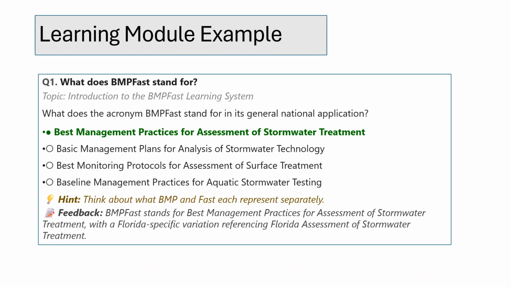A helpful way to approach this is to think about what BMP and FAST represent separately. BMP is a widely recognized term in environmental management standing for Best Management Practices. The FAST portion refers to the assessment of stormwater treatment component. Putting those together, the correct answer is Best Management Practices for Assessment of Stormwater Treatment. It is also worth noting that there is a Florida-specific variation of this acronym, where the F specifically references Florida, making it Best Management Practices for Florida Assessment of Stormwater Treatment.